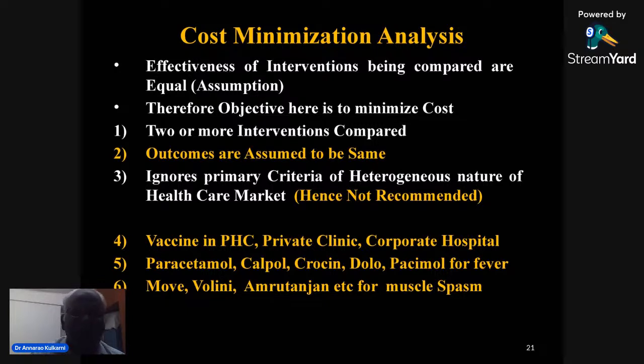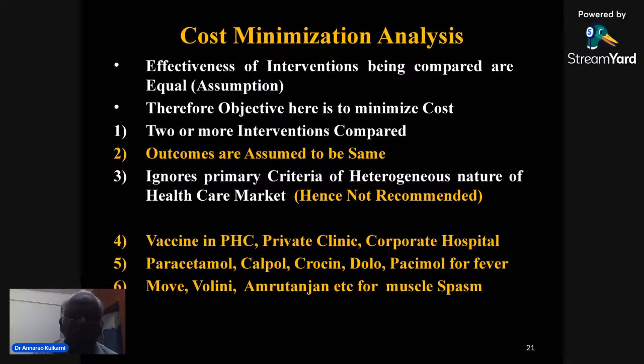One example just to make you understand. Let's say a common vaccine, which is easily available. We decide to take that vaccine, but the choice is whether to take it in the PHC, in a private clinic, or a corporate hospital. The vaccine is same, the effectiveness is same. It is proven to be same. So in PHC, it may be available free. In private clinic, they may charge some 100 rupees, or in corporate hospitals, you have to pay maybe 1,000 or more. So the effectiveness is same, but the costs are different.